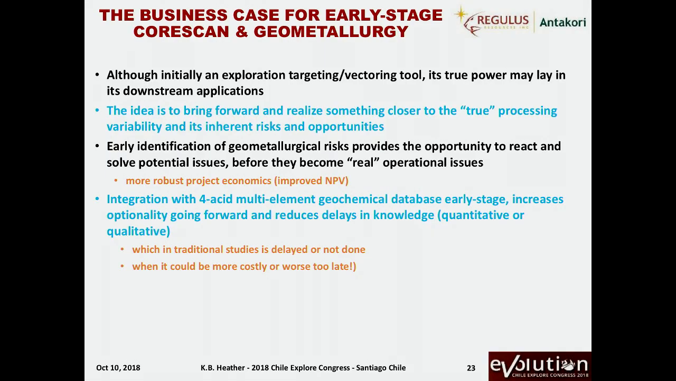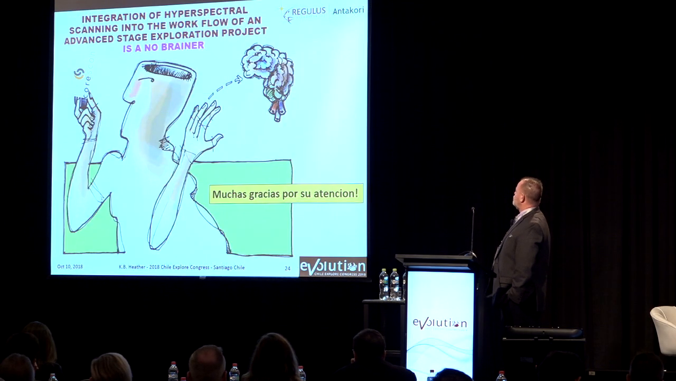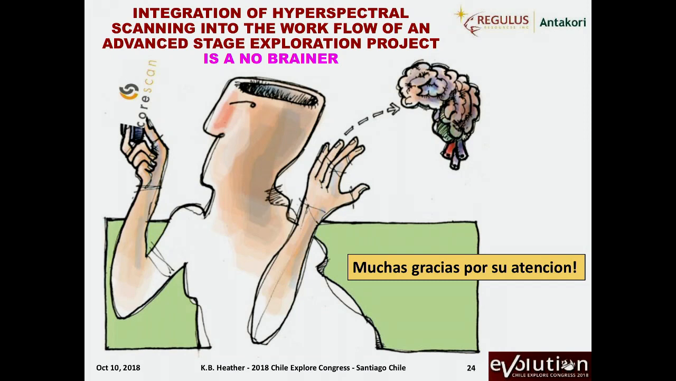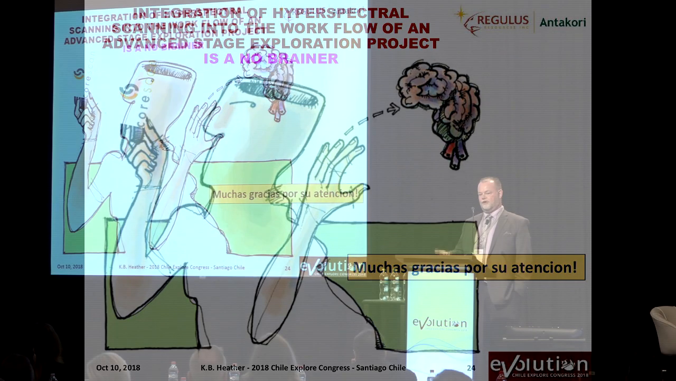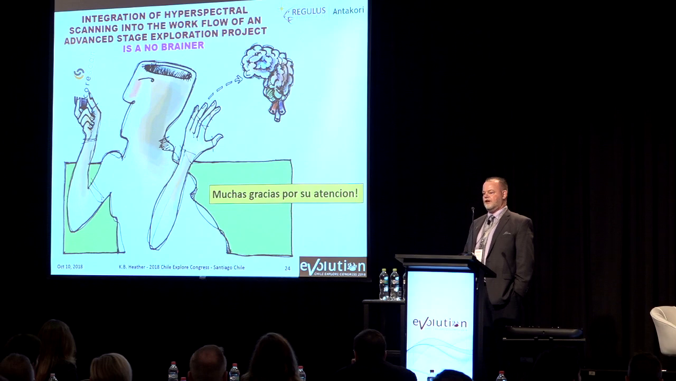Obviously, integrating this with good geochemical data allows us to, like I mentioned earlier, really target better areas for exploration, but also helps with potential future mining, processing, and waste management problems that we need to solve. So, to finish, really integration of hyperspectral scanning into the workflow of an advanced stage exploration project for us is a no-brainer. And I wouldn't recommend that we go out and do this on every project we have, because it's just not cost effective. But in a project like this, where we know that this is going to be a mine someday, it's worth the investment. Thank you.